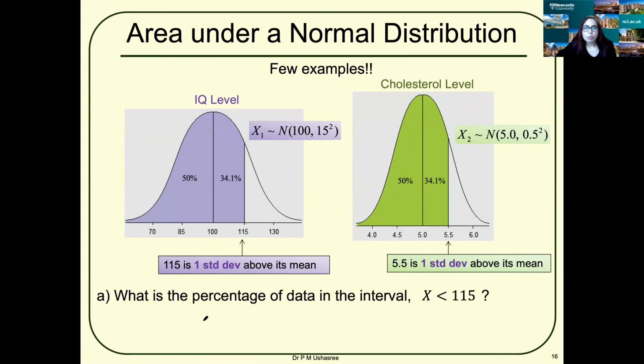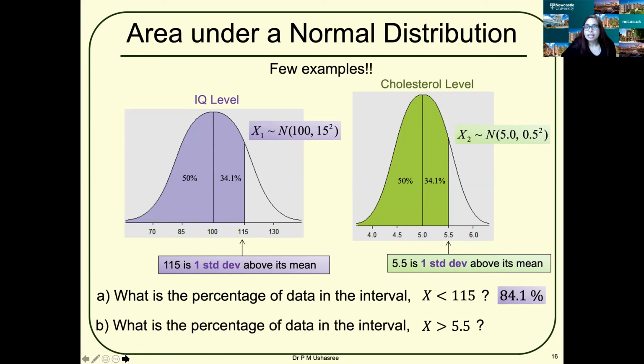Now, what is the percentage of data in the interval X less than 115? If I ask you this question, you have to determine the probability of finding a random variable X less than 115. Good, it's 84.1%, because 50 plus 34.1. What is the probability of finding a random variable X less than 130?